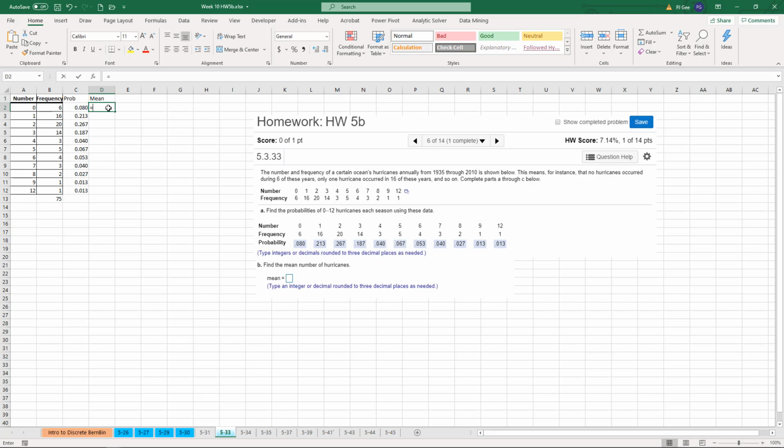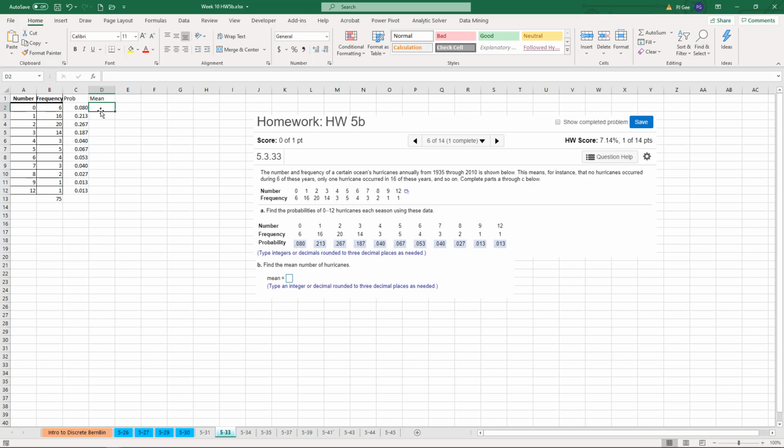The way that we're going to do that is we're going to take the weighted average. That is what we're after. So it's the probability times the number of hurricanes. Now we can just bring that right down, and then what we do is add all those up. So now we need to find out what the mean number of hurricanes is. The probability times the number is what we're after here.